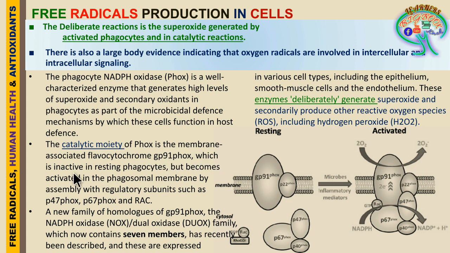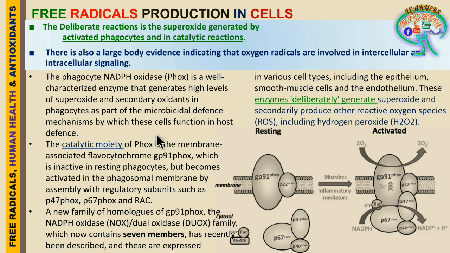Here the catalytic moiety of FOX is the membrane associated flavocytochrome GP91 FOX, which is inactive in resting phagocytes. Now, when you consider catalytic, you know that every enzyme is a catalyst, which completes the reaction. Moiety here has two functions: it can rest the metabolic activity or it can activate the metabolic activity. Either it can switch on or switch off the activity. That is the main feature of this FOX enzyme.